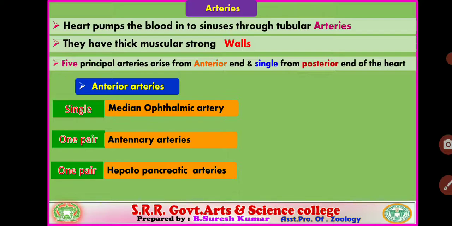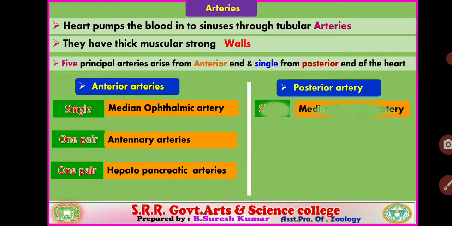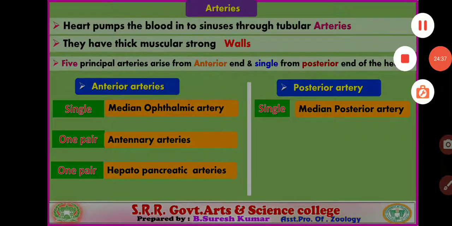So some are in paired condition, some are in unpaired condition. The single artery is median ophthalmic. One pair antennary artery, one on either side. One pair hepato-pancreatic artery, one on either side. So these are concerned to anterior artery. The posterior artery only single. So that is median posterior artery. Followed? So these are the major arteries that are associated with the vascular system.